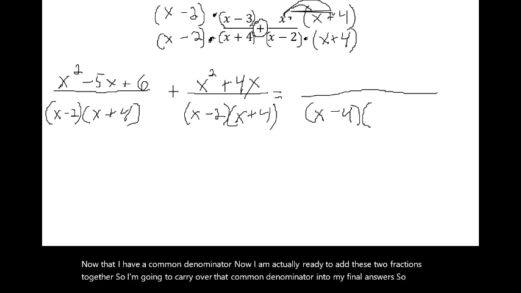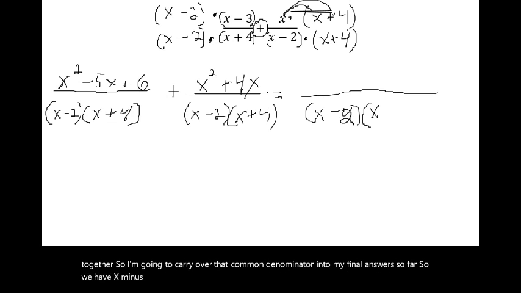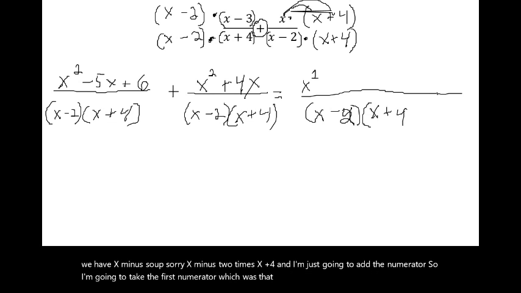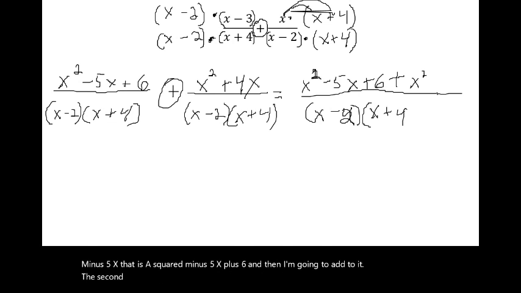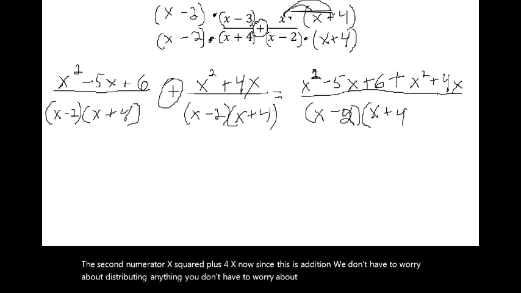So we have x minus 2 times x plus 4. And I'm just going to add the numerators. So I'm going to take the first numerator, which was x squared minus 5x plus 6. And then I'm going to add to it the second numerator, x squared plus 4x. Now, since this is addition, we don't have to worry about distributing anything. You don't have to worry about distributing any minus signs. It's addition. So all we have to do at this point is combine some like terms.